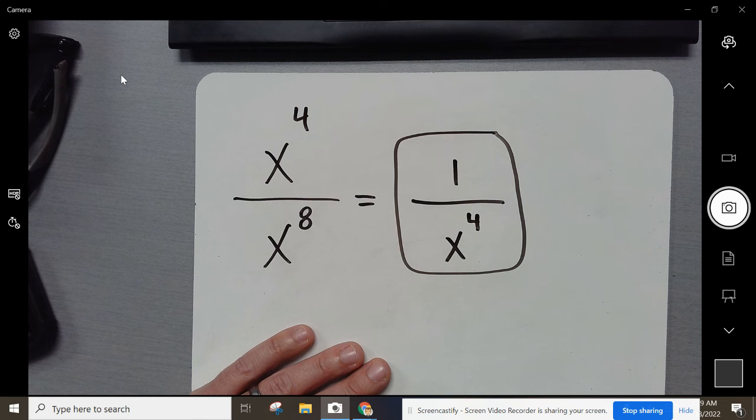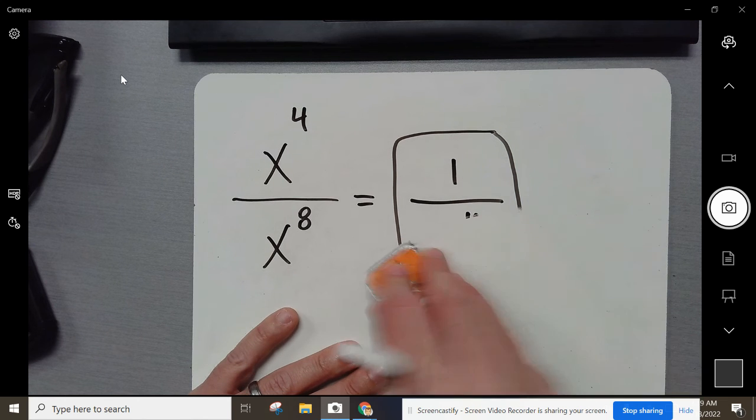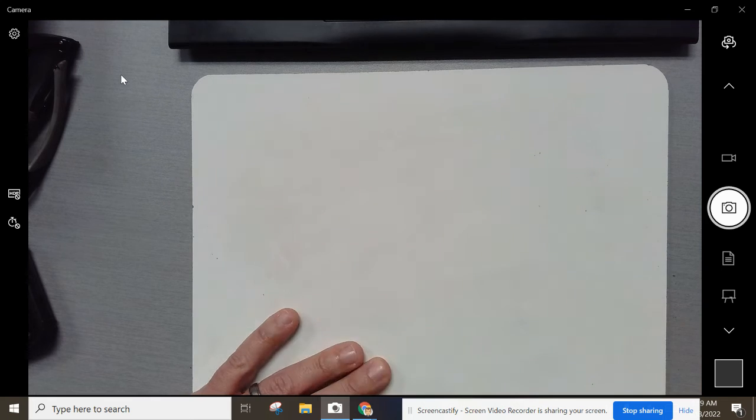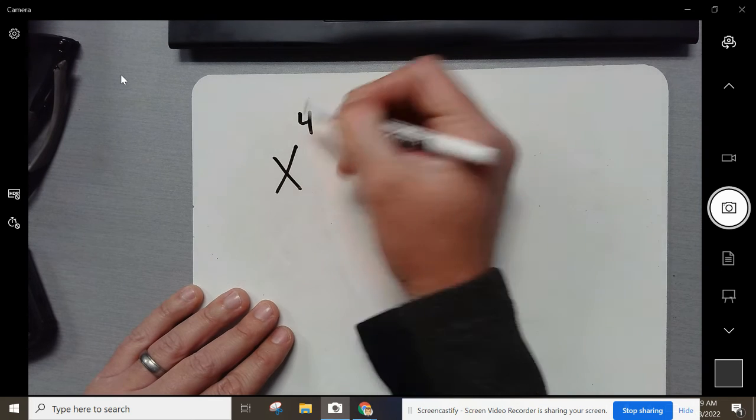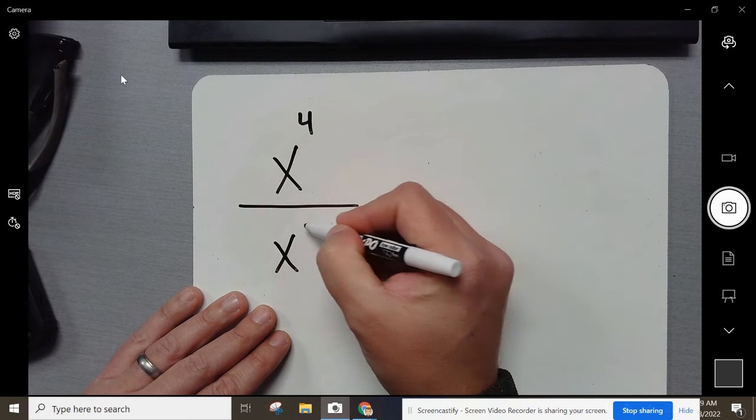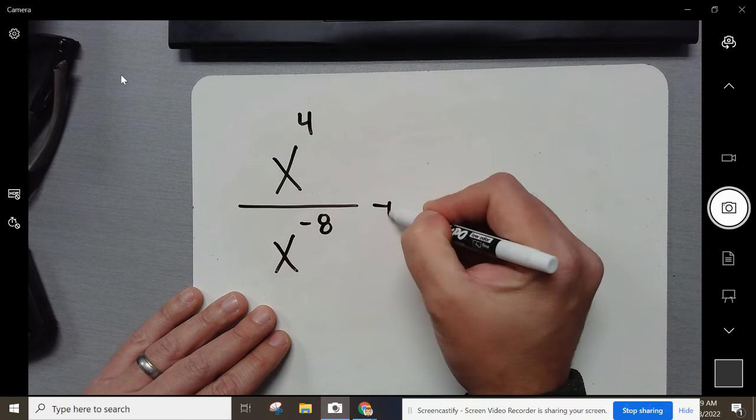All right, now let's get a little tricky here. So what if I said x to the 4th over x to the negative 8th?